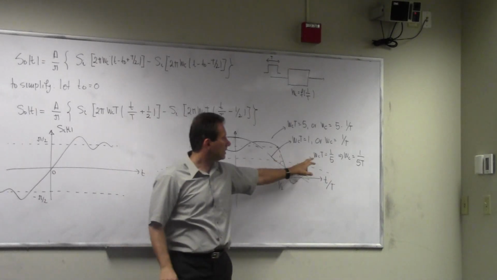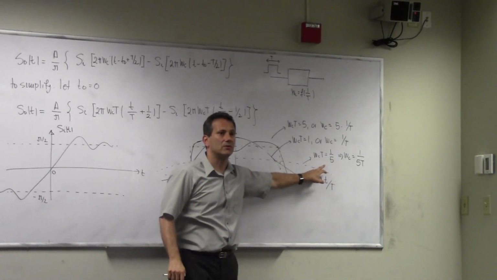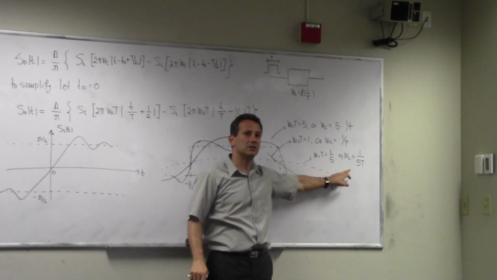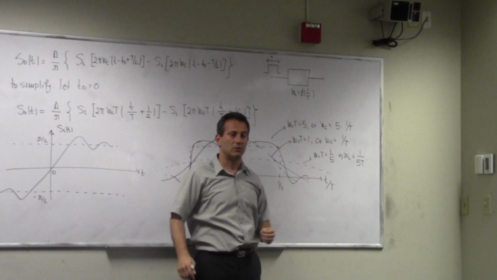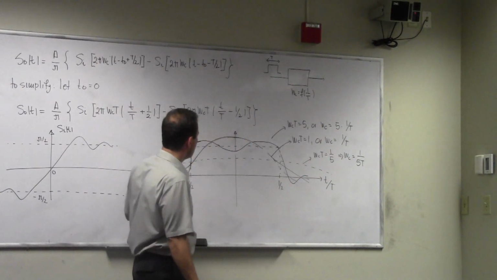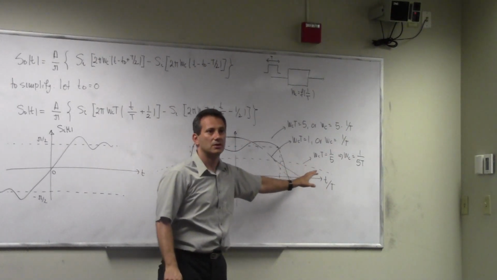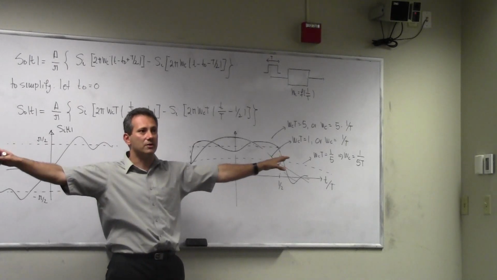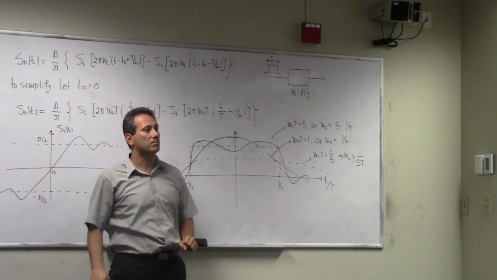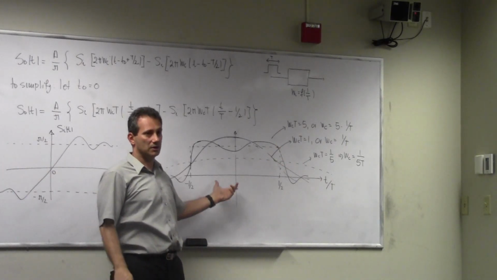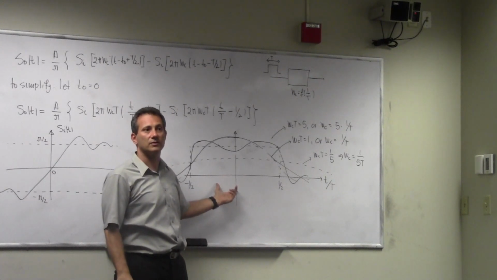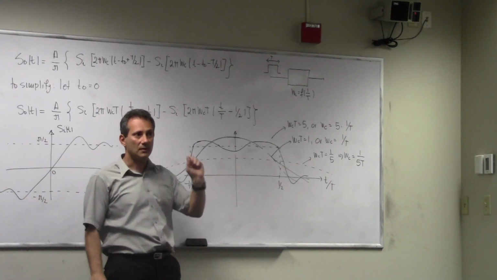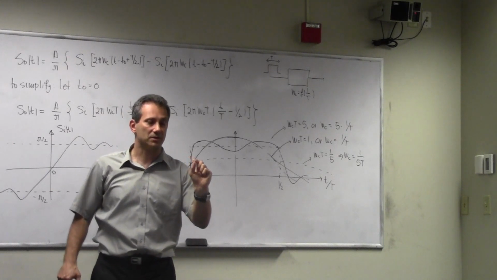Finally, if your WC times T is equal to 1 over 5, which means the bandwidth of your filter is much smaller than 1 over T, where T is the duration of the pulse, you can hardly see that there is a pulse. There is just this blur of energy that is distributed across many adjacent intervals of the duration T. This is a single pulse.